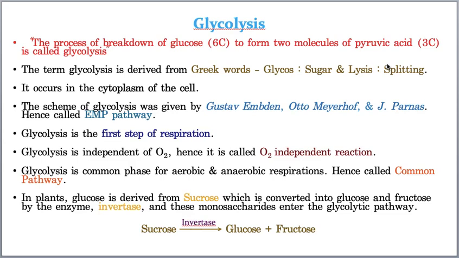Then where does this glycolysis take place? If you take our body as an example, when we eat our food, the food undergoes digestion. Digestion means the process of breakdown of large complex molecules like carbohydrates, proteins, and also fats to form simple soluble molecules, that means glucose, amino acids, and glycerol. Like that, every complex molecule breaks down to form simple soluble molecules. So this process is called digestion.